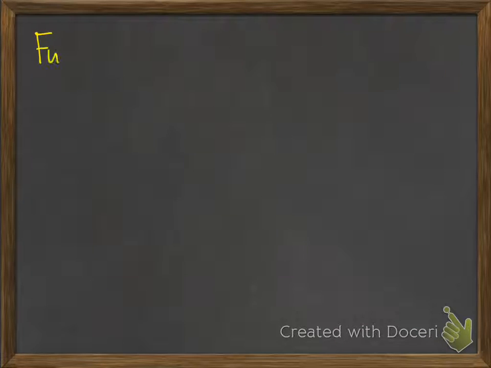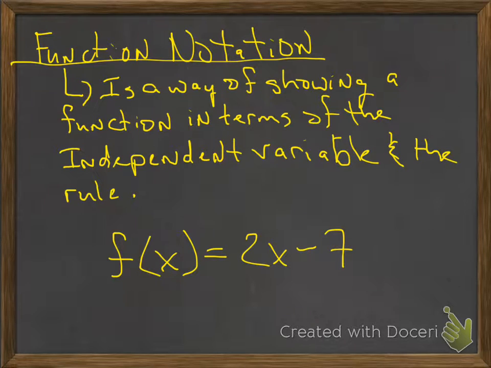Okay, so let's talk about function notation. Function notation is a way of showing a function in terms of the independent variable and a rule. That's my short way of showing it, because my electronic book wasn't working and I wanted to get to this, but we were having some problems here. But that's kind of what we can do there.